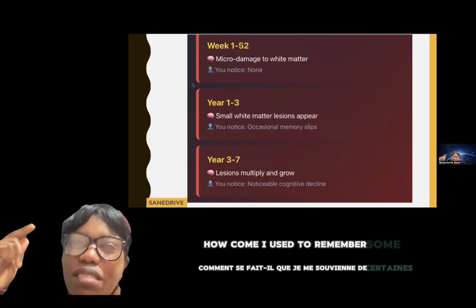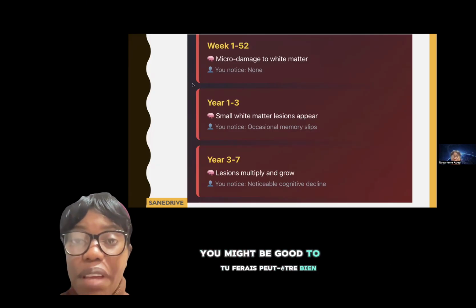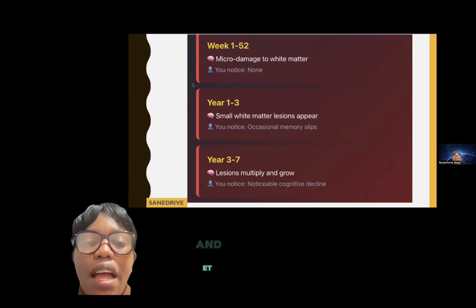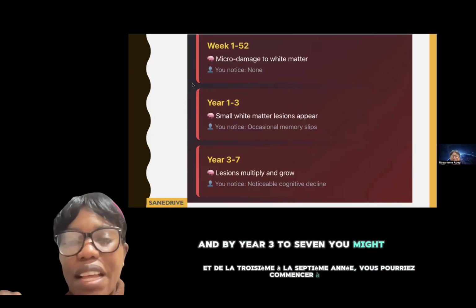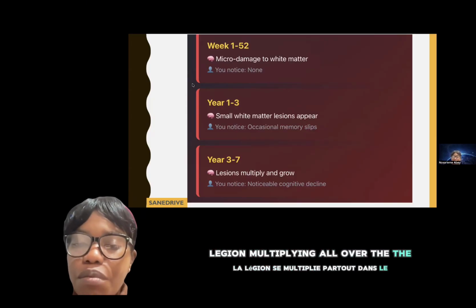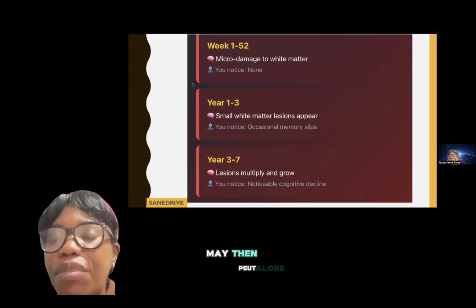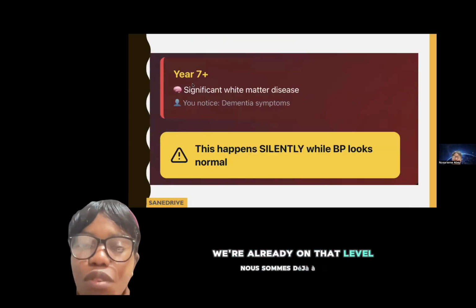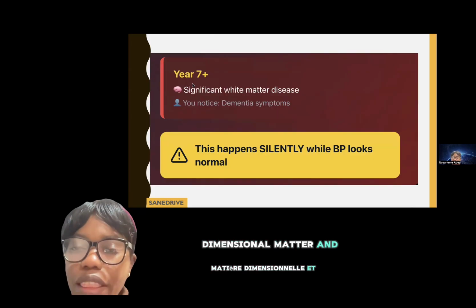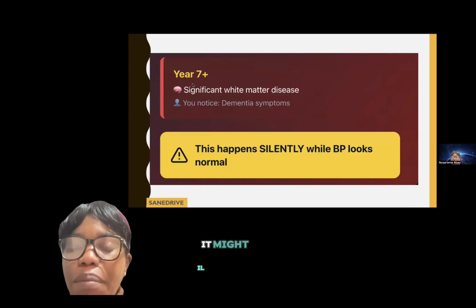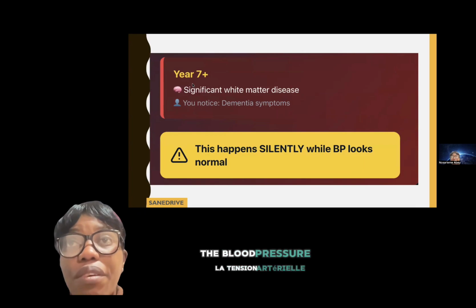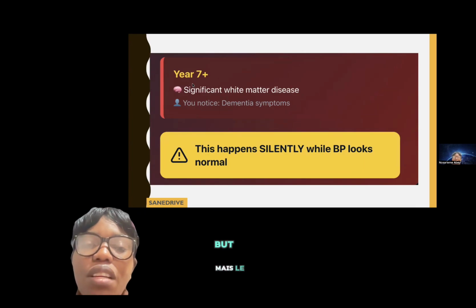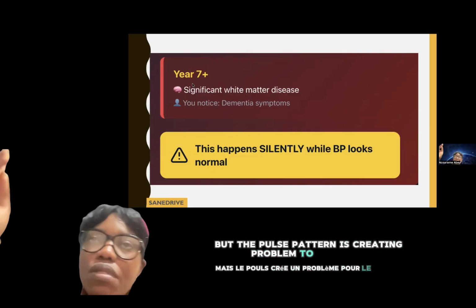How come? I used to remember some of these things. Well, what's happening? It might be good to pay attention to some of those things when you are seeing some of those physiological manifestations. And by year 3 to 7, you might start seeing some lesions multiplying all over the brain, and then the cognitive decline may be getting more noticeable. At 7+ years, we're already on that level of dementia. And it might be that during all those years, the blood pressure may really be good. I have a very good blood pressure, but the pulse pattern is creating problems for the brain.